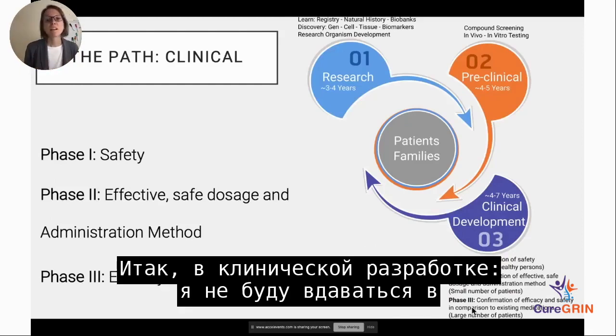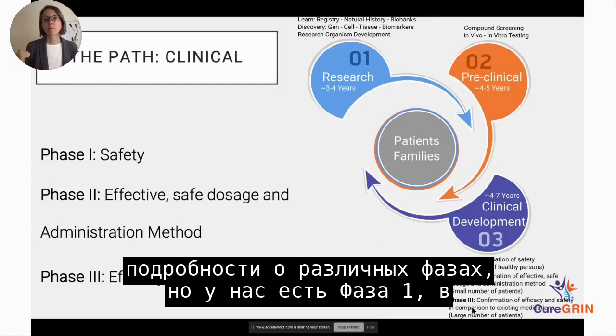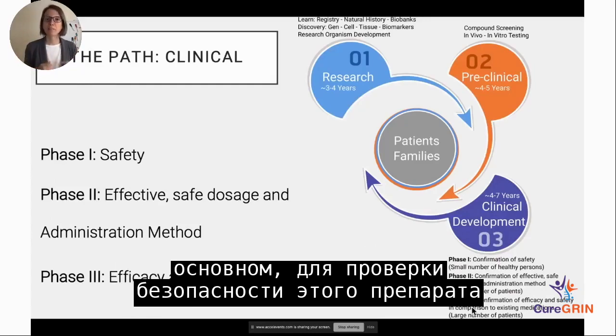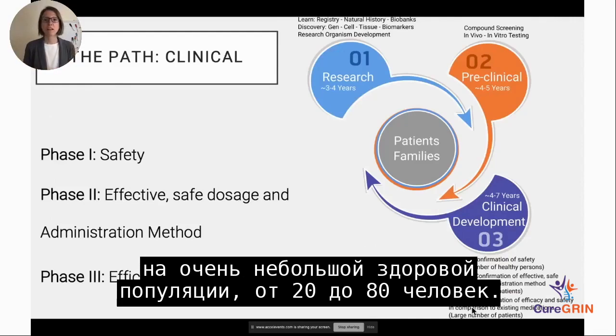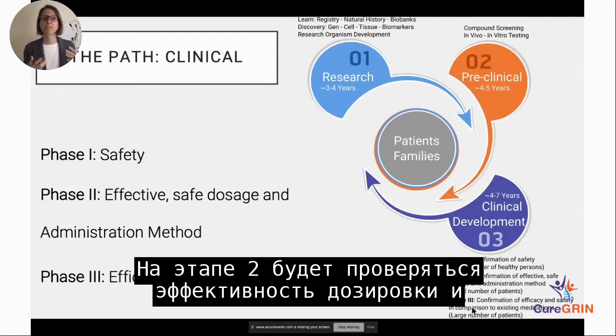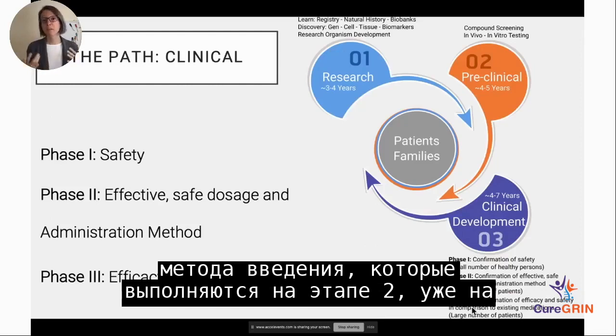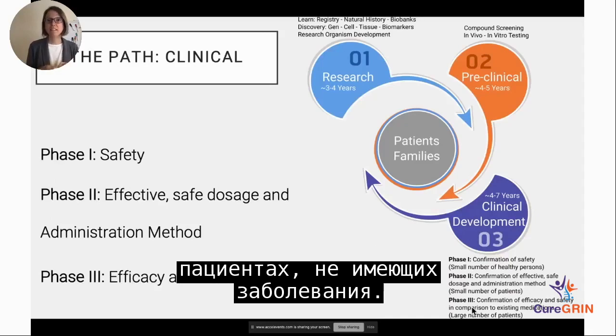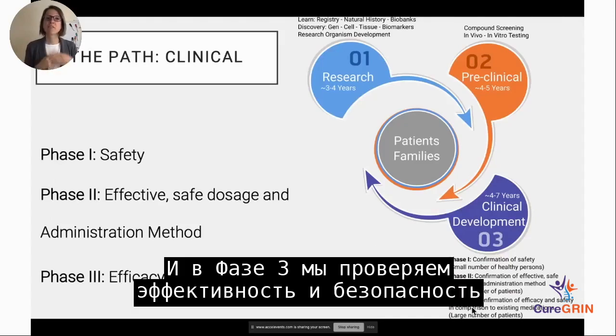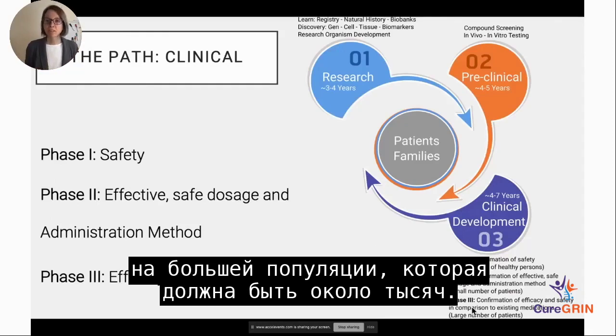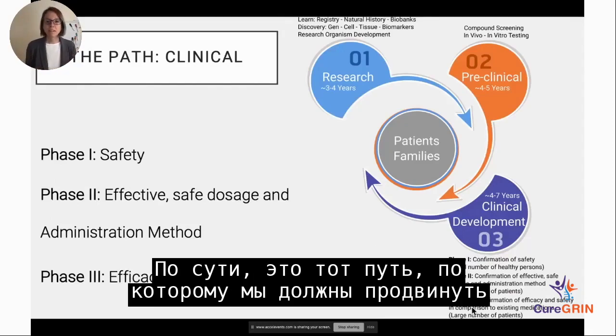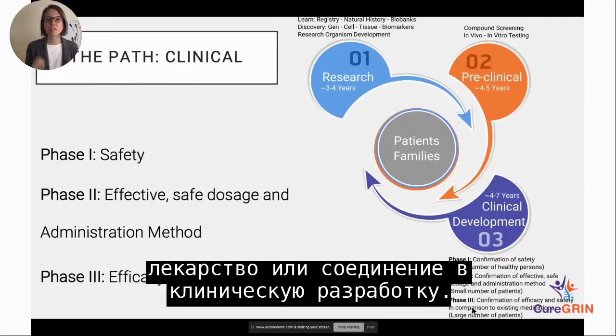So in clinical development, I'm not going to go into detail in the different phases, but phase 1 is basically to test the safety of the drug in a very small healthy population, 20 to 80 individuals. Phase 2 will test the effectiveness, the dosage and method of administration. That is performed in phase 2 already in patients with the disease. And in phase 3, we test the efficacy and safety in a bigger population that should be around the thousands. So this is basically the path that we have to push a drug or a compound into clinical development.